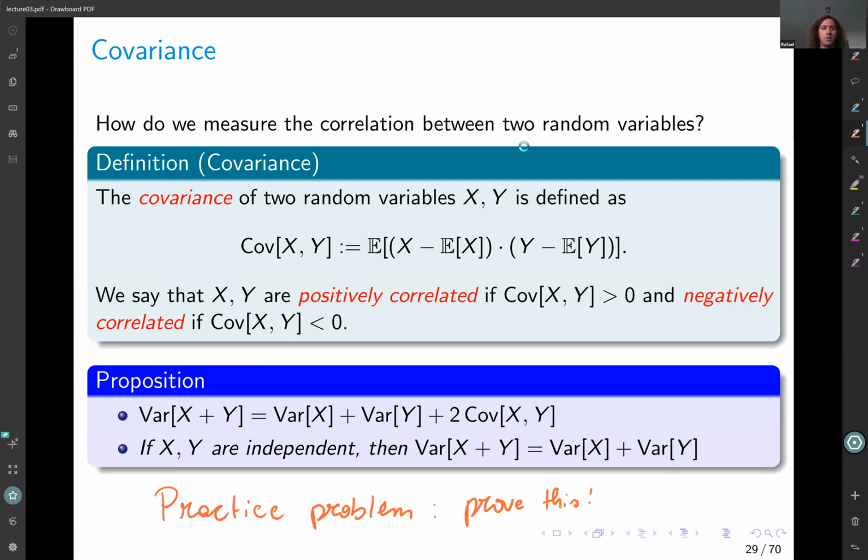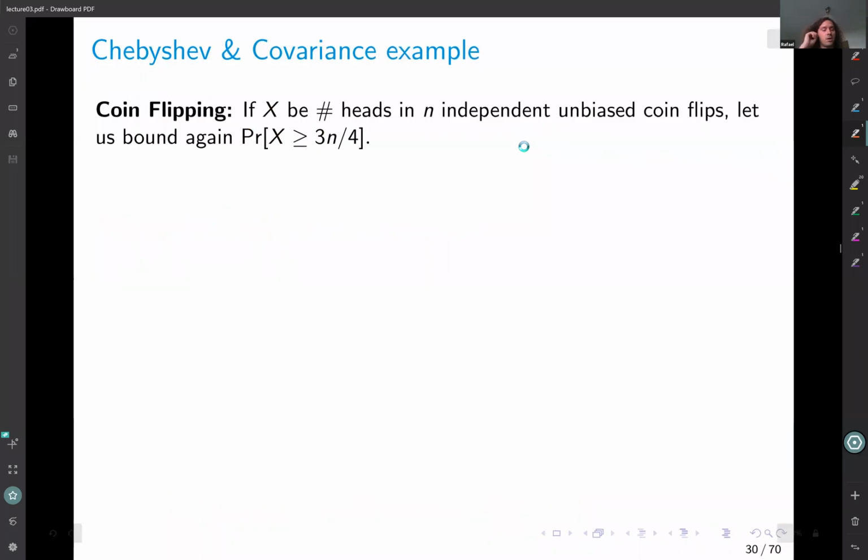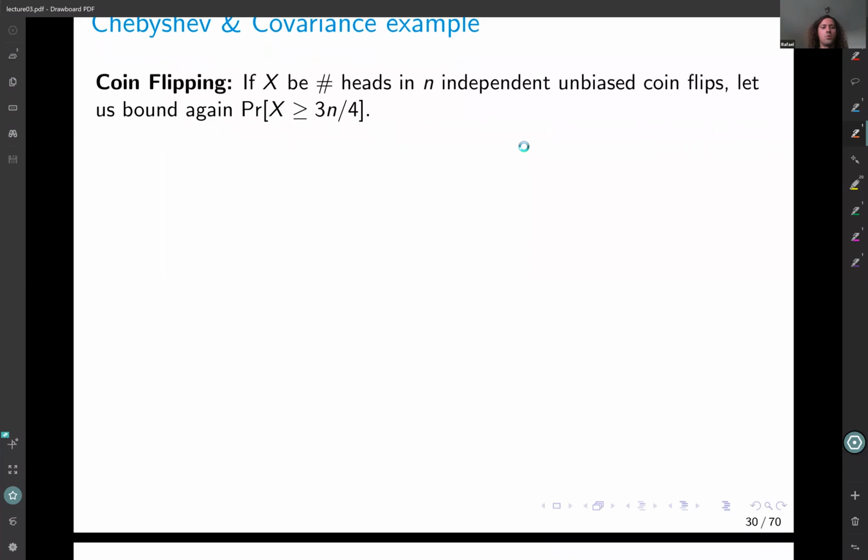Okay, so now let's talk about Chebyshev and our covariance example. Let's talk about the coin flipping example that I asked you to keep in mind. If x is the number of heads in n independent unbiased coin flips, let's try to bound again the probability that x will be greater than or equal to 3n/4. We got that this value was less than or equal to 2/3 by Markov. Now let's use Chebyshev.